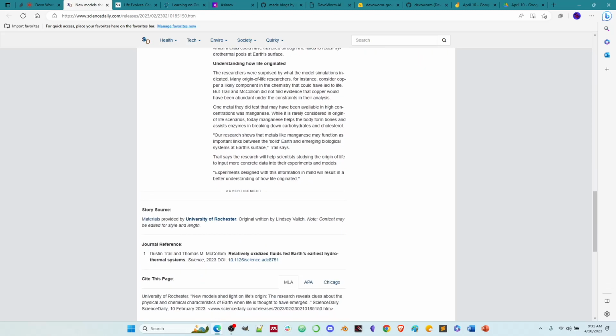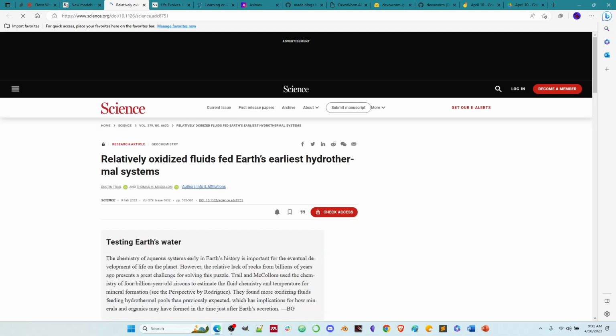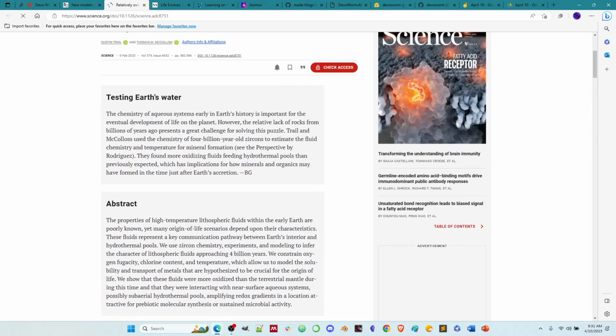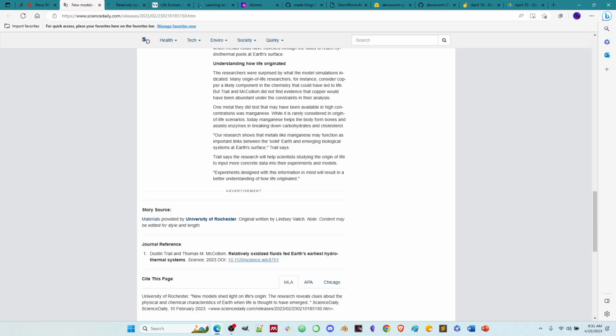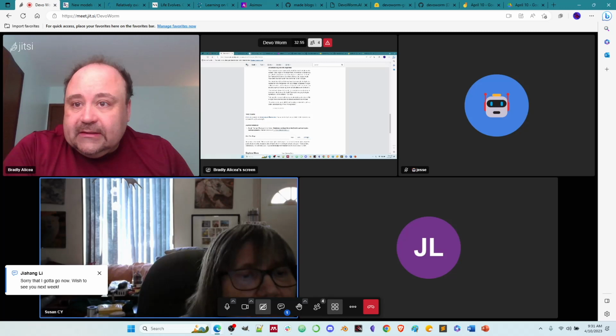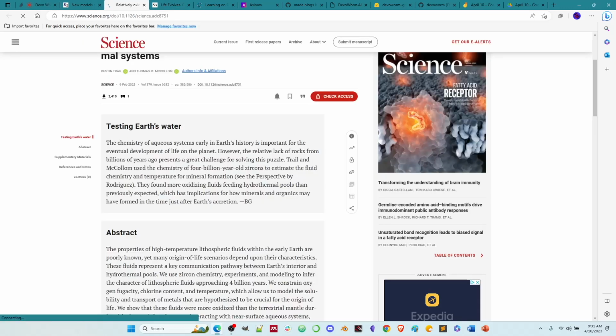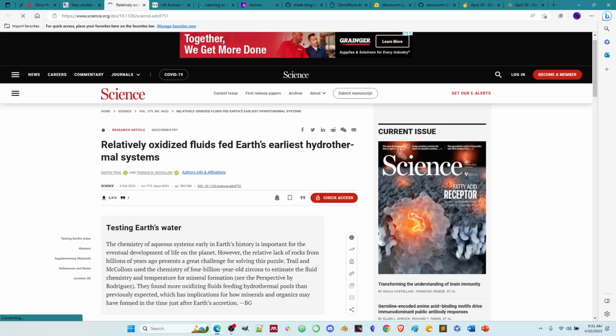There's a paper associated with this, Trail and McCollum, "Relatively oxidized fluids fed Earth's earliest hydrothermal systems." And that's in a recent issue of Science. So this is the paper here. And so they're looking at the chemistry of aqueous systems. All right, so what is it called again? Oh, there it is. Yeah, this one here. "Relatively oxidized fluids fed Earth's earliest hydrothermal systems."